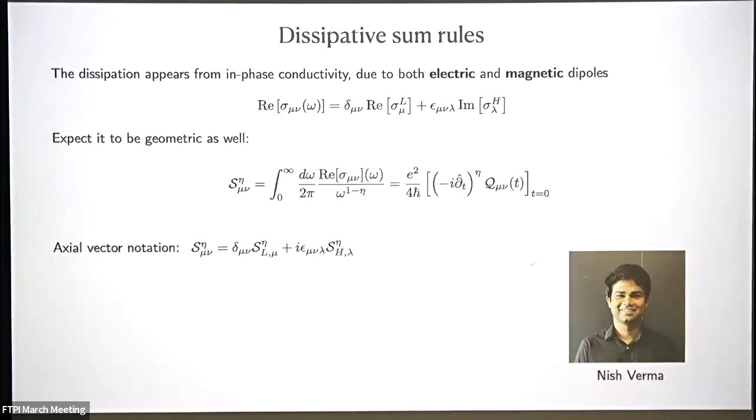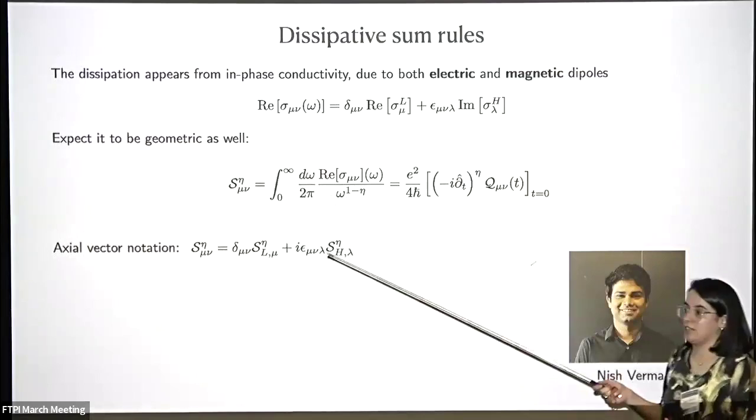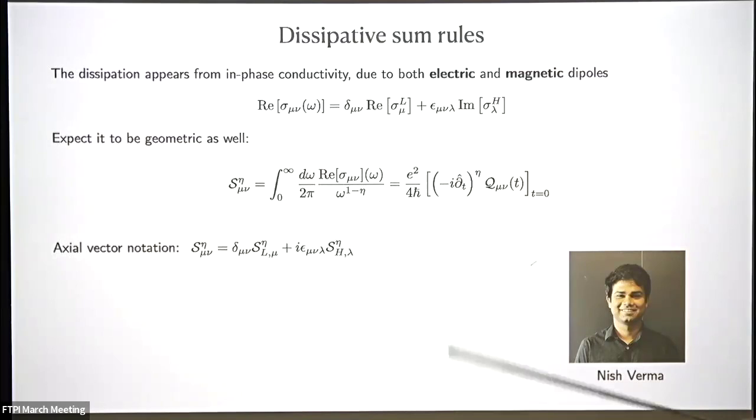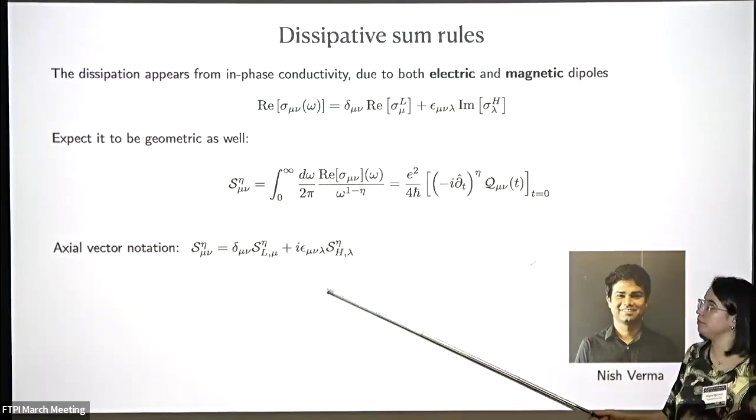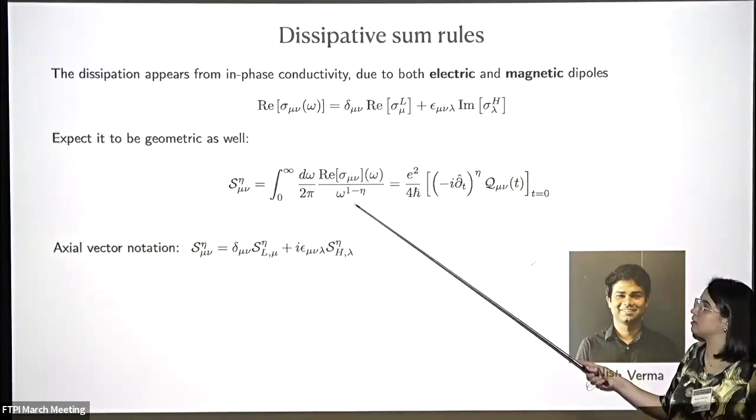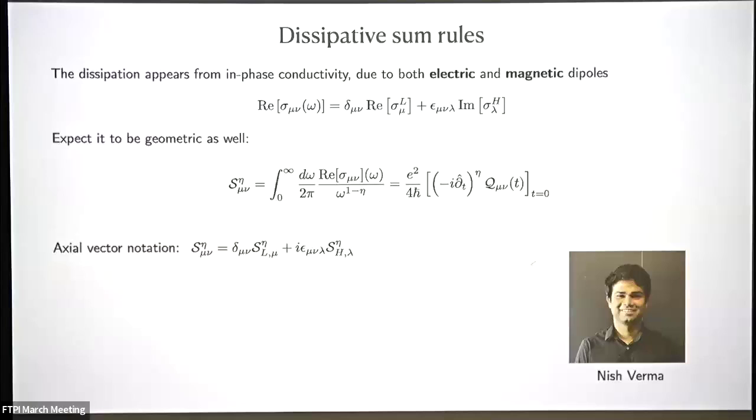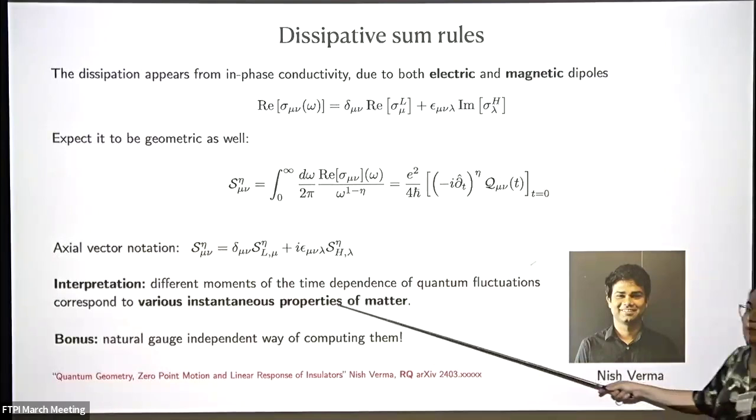And of course, what we expect is that we can rewrite everything in terms of this quantity, this object, as well. So we can look at some rules of the dissipative part of conductivity, and we can look at all possible generalized sum rules, divided by omega to some power eta here. And these sum rules are just going to be taking the various derivatives of this Q at time equals zero. So these sum rules are instantaneous properties of matter that we can measure.